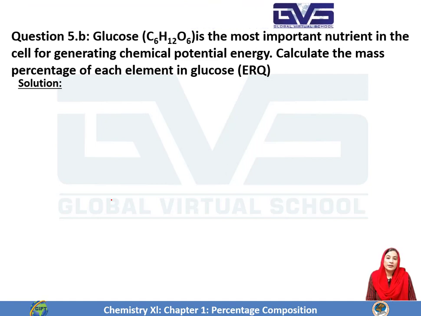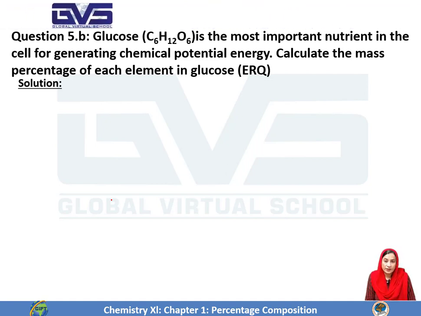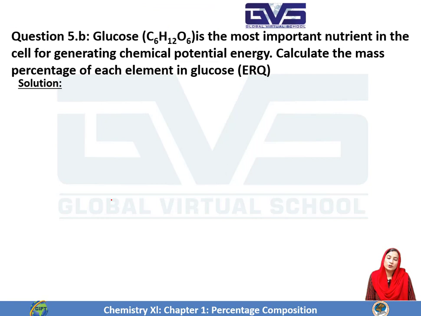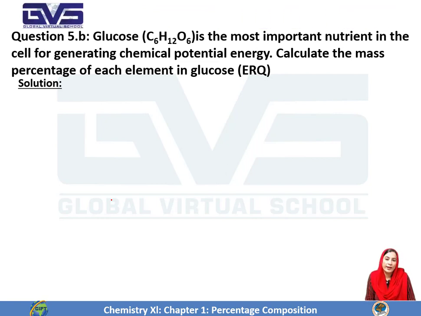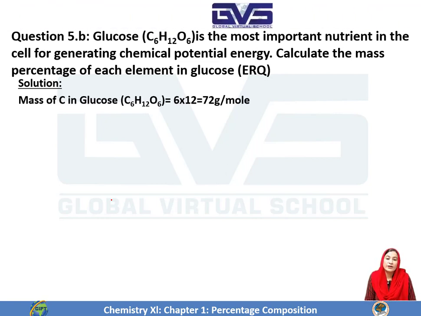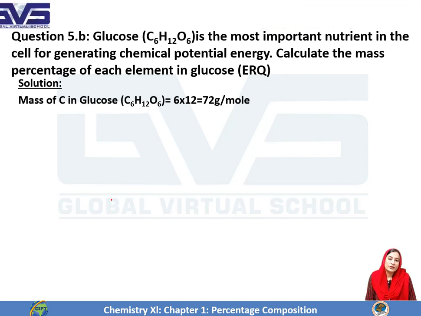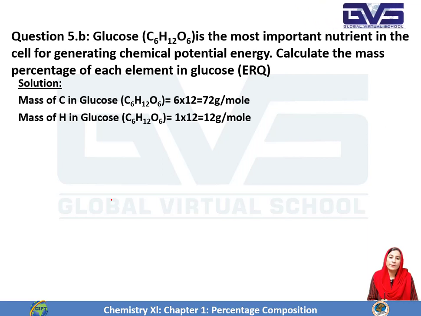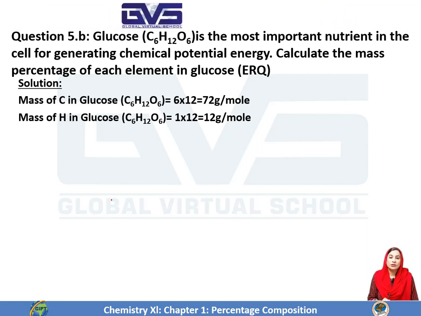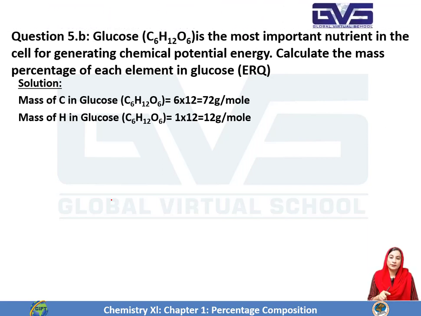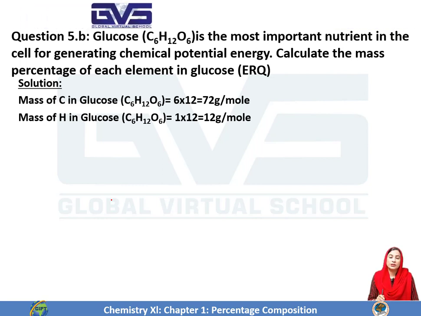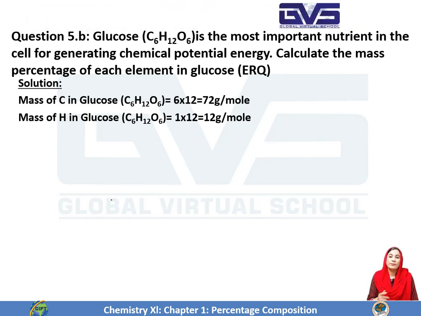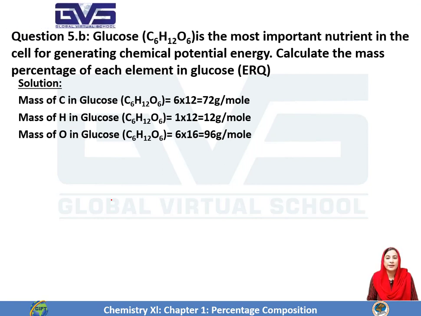For example, in this there are 6 carbon, the mass of 1 carbon is 12, so the mass of 6 carbon will be 12 multiplied by 6, that is 72 gram per mole. Now the mass of hydrogen: the mass of 1 hydrogen is 1 and there are 12 hydrogen, so the mass of 12 hydrogen will be 12 gram per mole. And then come to the oxygen, the mass of 1 oxygen is 16 and there are 6 oxygen, so the total mass will be 16 multiplied by 6, that is 96 gram per mole.